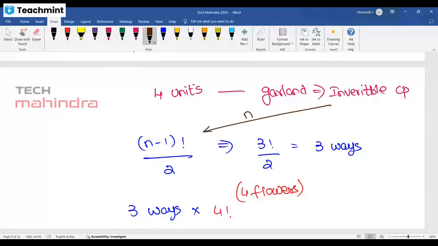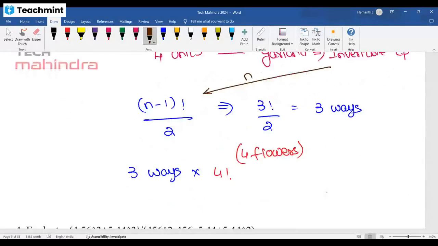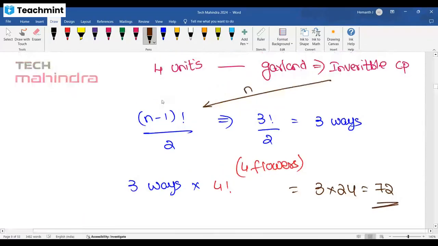If it is n people, how many ways to arrange? We don't say people here. Invertible means it's like n beads for a garland. So the arrangement is n minus 1 factorial divided by 2, so 3 factorial divided by 2. Necklace and garland are the examples for invertible circular permutation. So totally it is 3 into 24, 72 should be the answer. Options are not given, but this is the procedure.